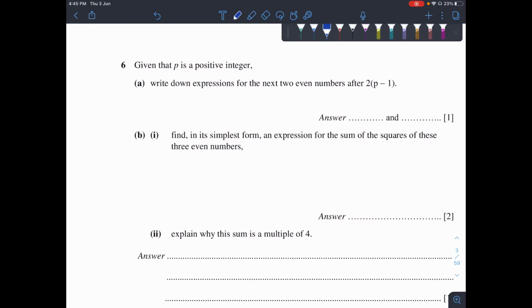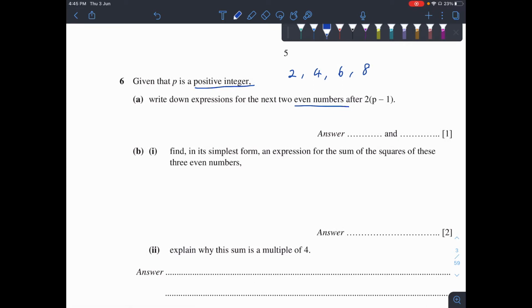Okay, so for the next question, given that P is a positive integer, write down the expressions for the next two even numbers after 2P minus 1. So we know that even numbers are in consecutive order and they differ by 2. For example, you have 2, 4, 6, 8. Each next consecutive even number is separated by 2. So it's plus 2, and then plus 2 over here.